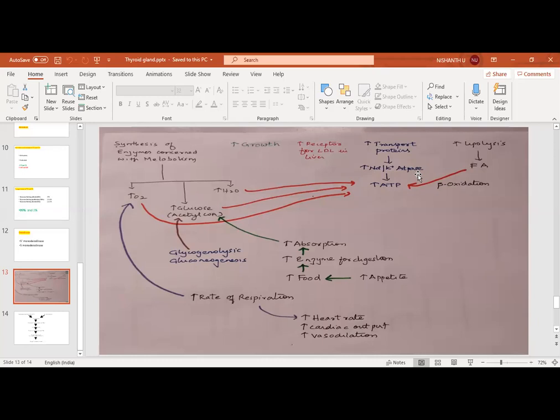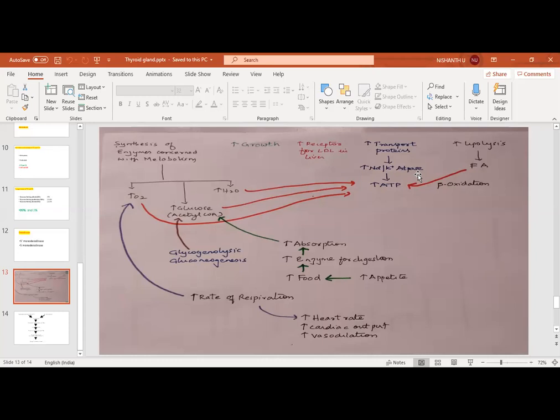Sodium potassium ATPase is an enzyme which promotes the movement of sodium from inside the cell to outside the cell, and promotes the movement of potassium from outside the cell to inside the cell. I repeat again: sodium potassium ATPase will promote the movement of sodium from inside the cell to outside the cell, and it promotes the movement of potassium from outside the cell to inside the cell.